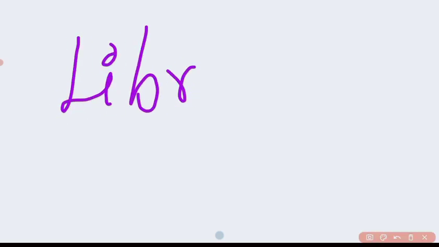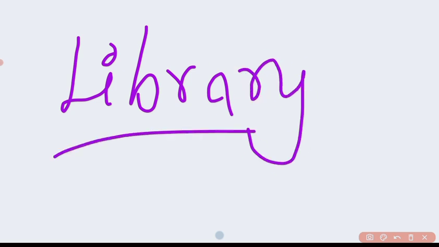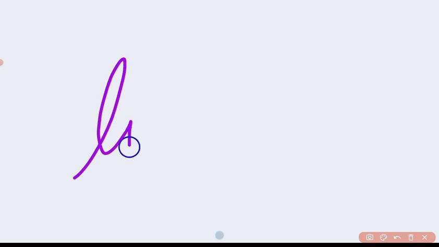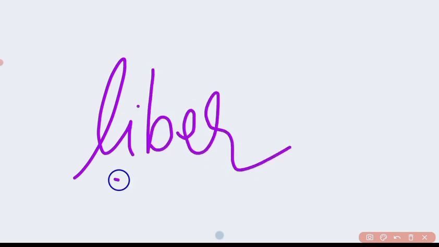Then the very important thing that we have to discuss is what actually is a library. Define library. In the English language, this word library is derived from a Latin word, liber, which means to collect. And what do you have to collect? You have to collect books. Now why do you have to collect? To study, for reference, for research, for recreation, these are the reasons.